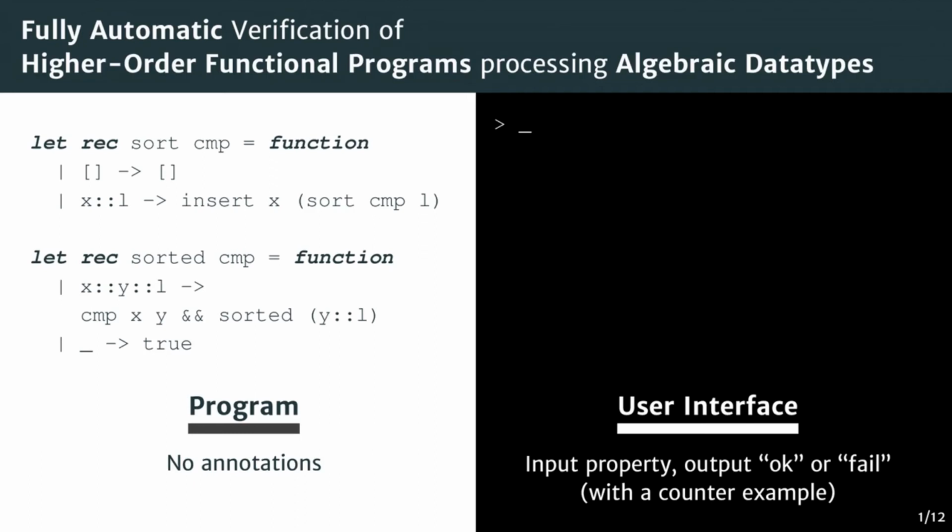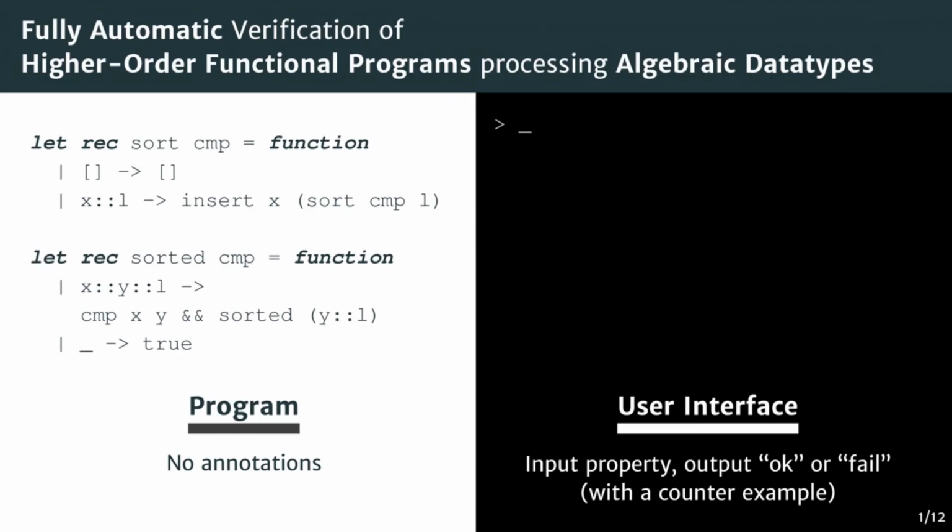On the left side is the user input. It is a higher order functional program written for the purpose of the presentation in OCaml. It defines a recursive function, sort, that implements the insertion sort algorithm, taking as parameter the comparison function, and also a sorted predicate that verifies that the list is indeed sorted according to the same input comparison function.